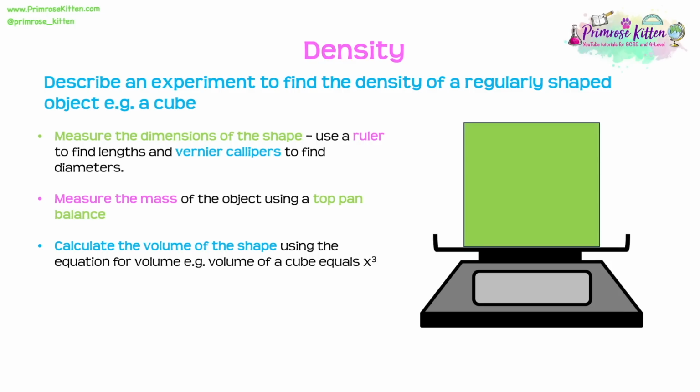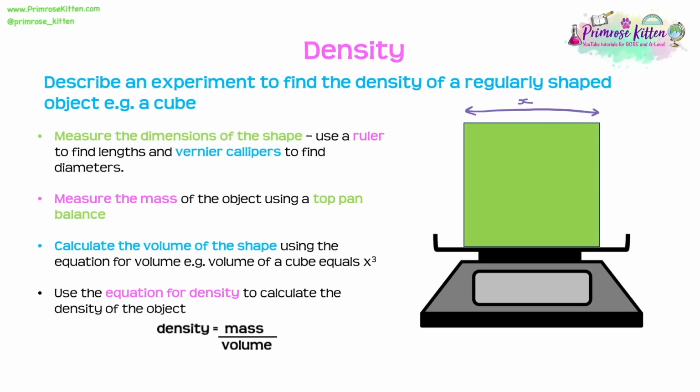So here, if we had this cube, we'd measure the dimension of its length and we're going to cube it to get that volume. Then, now that we've got the mass and the volume, we're going to use the equation for density to calculate the density of the object. So in this case, we'd say density equals mass divided by that volume.